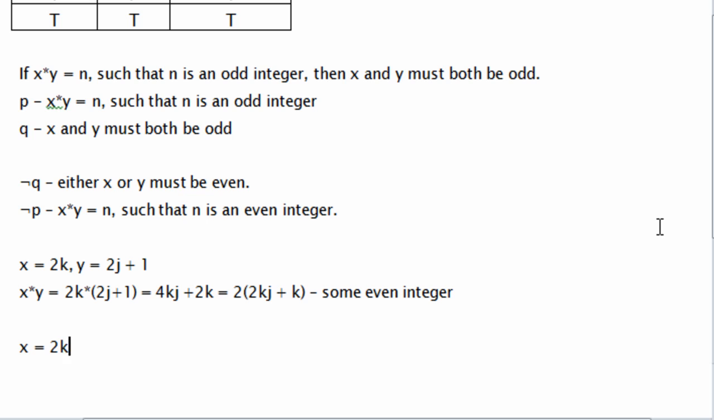x is 2k and y is 2j. Then x times y is 4kj, which is also 2 times 2kj, which, let's say this is some arbitrary integer, 2 times that integer has to be some even integer. So when one of these is even and the other's odd, the product is an even integer, and when they're both even, it's pretty obvious that their product is also an even integer. So we've just proven that if you take not Q to be true, then not P follows.